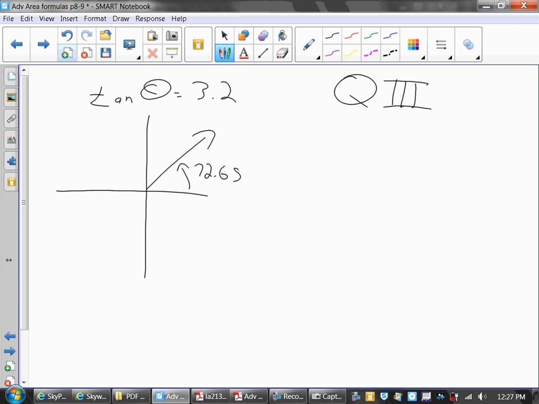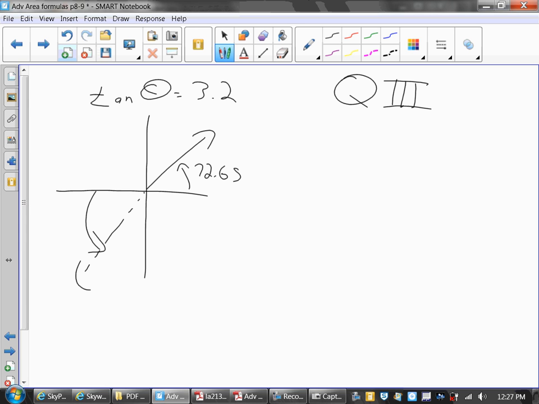Tangent and sine are first and fourth, cosine is first and second. So there's my reference angle for that. I want to be in the third quadrant, so once again, I just recreate here, add 180 to it, and I'm in the third quadrant. Okay, forget that. It's all about reference angles.